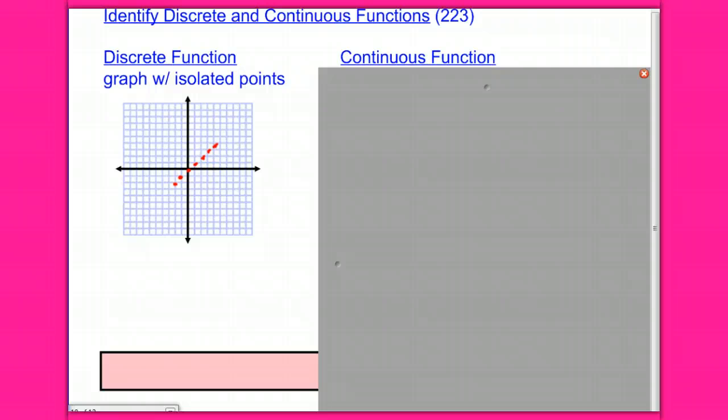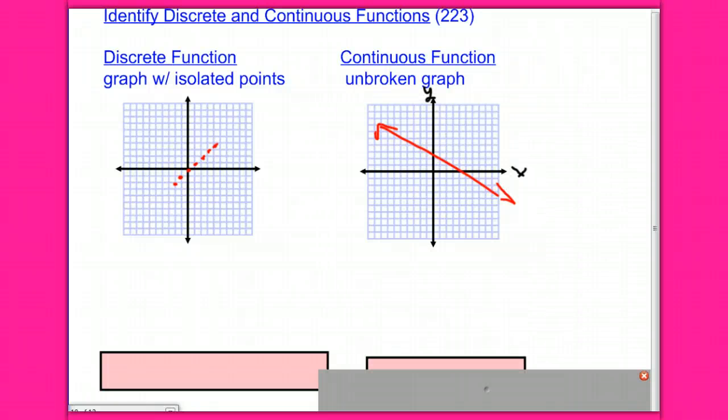And the other extreme will be a continuous function. And rather than having isolated points, what does it have? Good job, Jimena. A line. It's just continually flowing, okay?